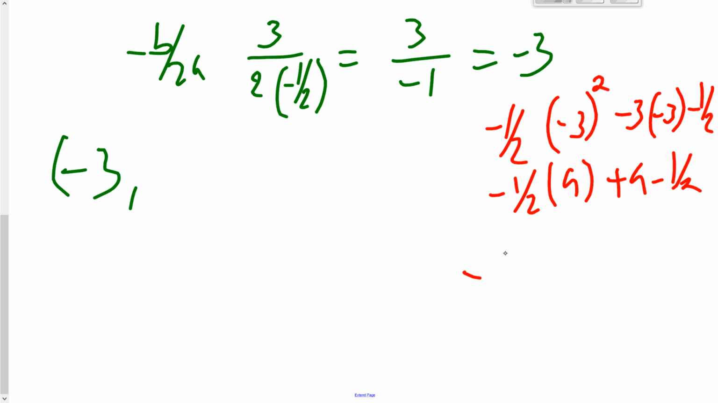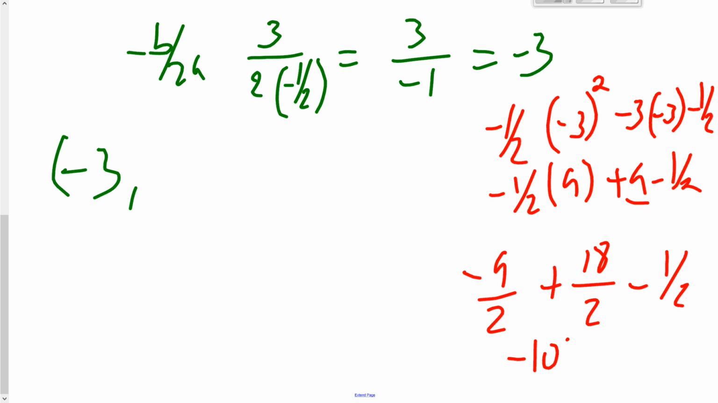Okay, so we have negative 9 halves plus 18 halves, right? 18 over 2 would be 9, right? And then minus 1/2. So I just get a common denominator here. That should be negative 9. Negative 9 minus 1 is minus 10 halves, which is negative 5. So there's our vertex. Negative 3, negative 5 for 25a.